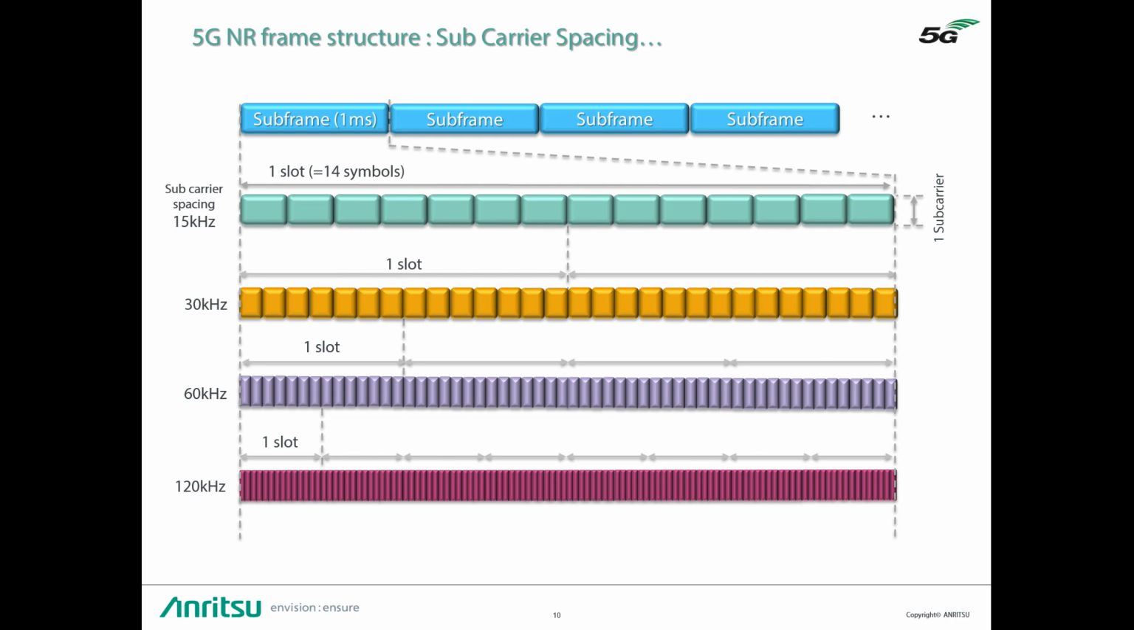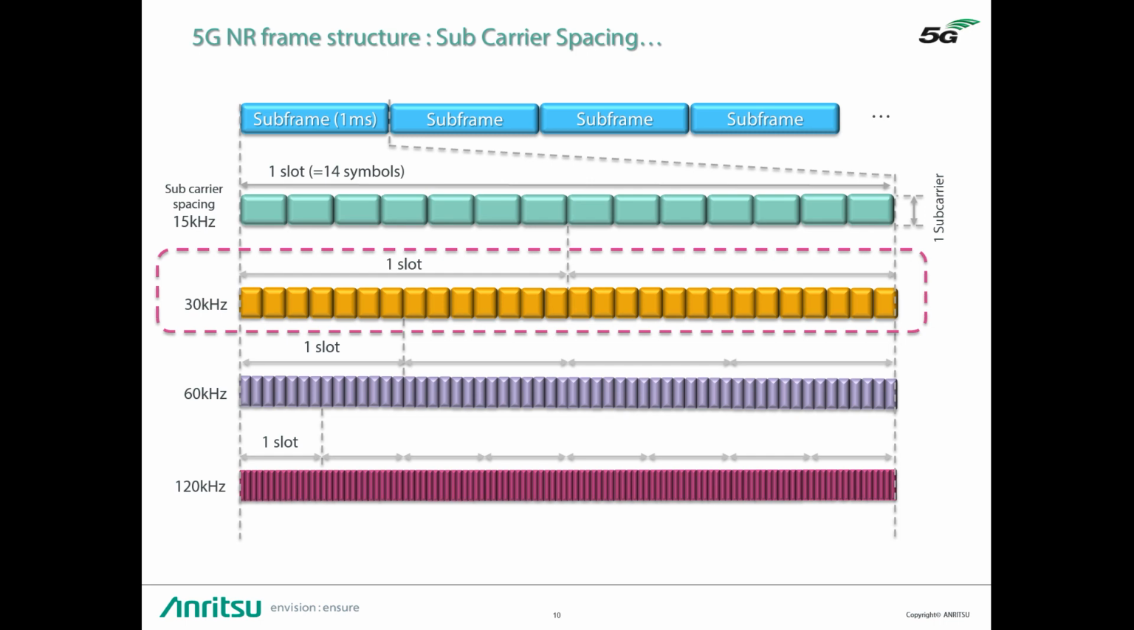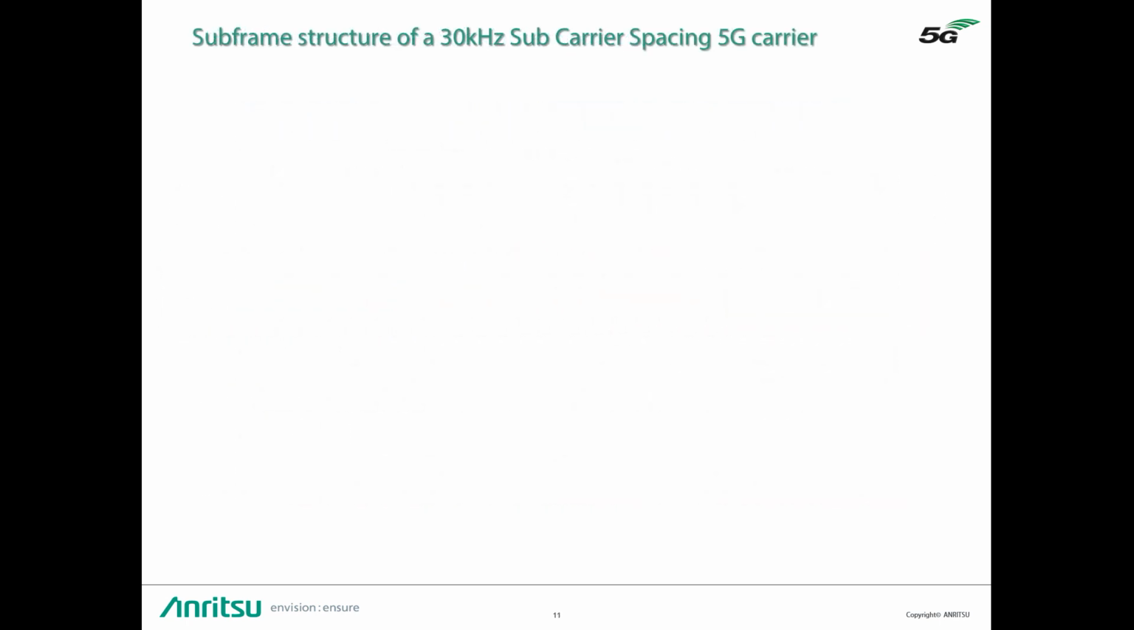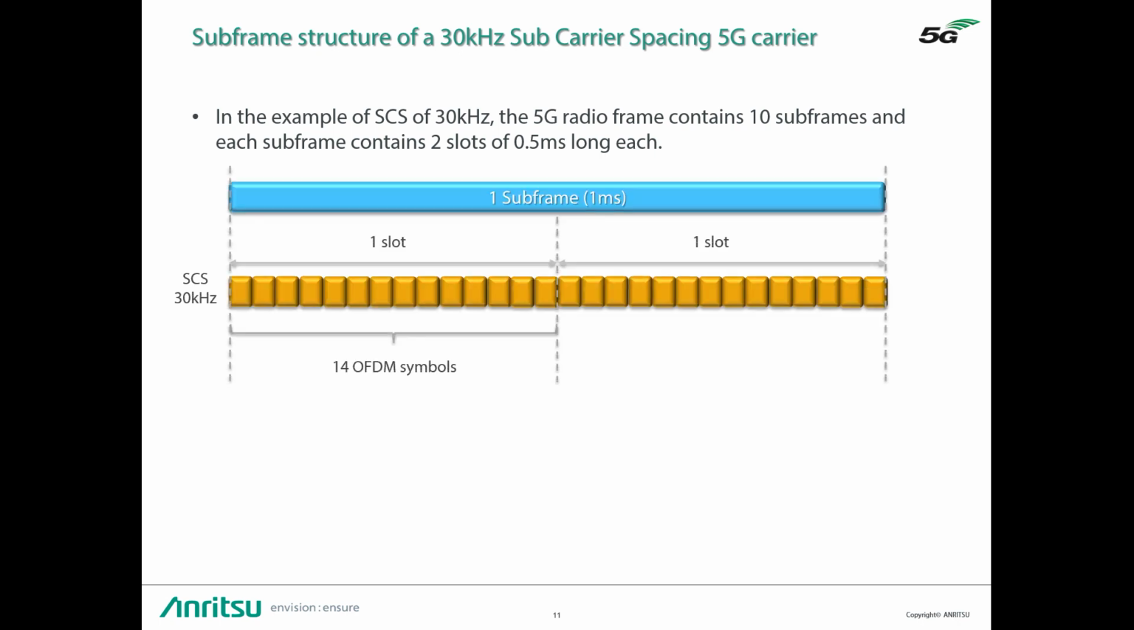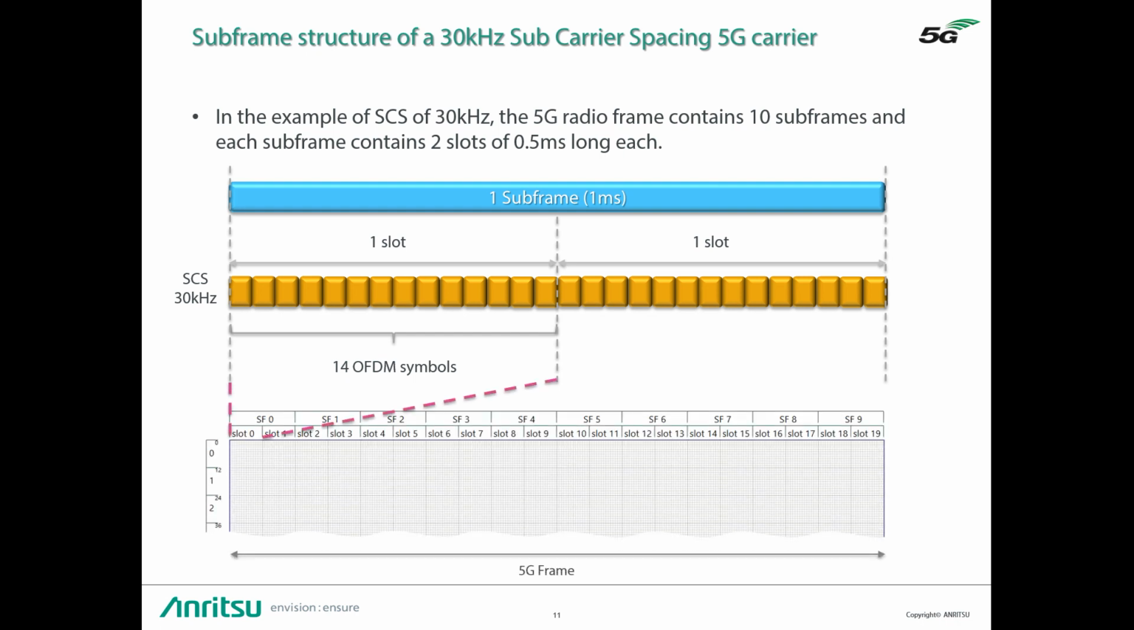And as mentioned before, we will focus on the 30 kHz subcarrier spacing case, which means that one subframe contains 2 slots, each slot is 0.5 milliseconds long, and each of these slots contains 14 symbols. Let's have a look into this subframe structure showing the 2 slots and their OFDM symbols. In the case of a 30 kHz subcarrier spacing, each slot contains 14 symbols, and one resource block consists in that case of 14 symbols and 12 subcarriers, as shown on this slide.